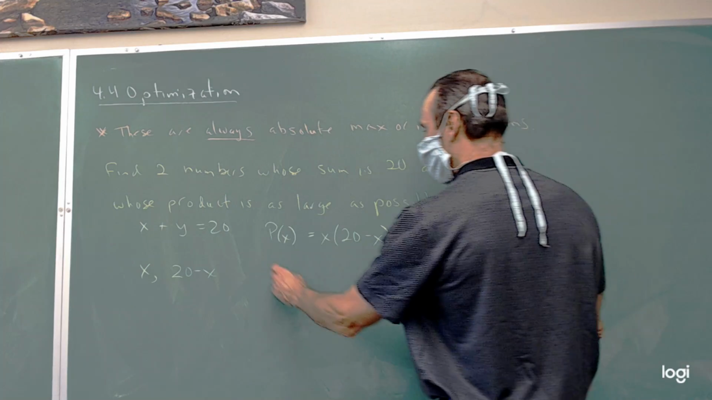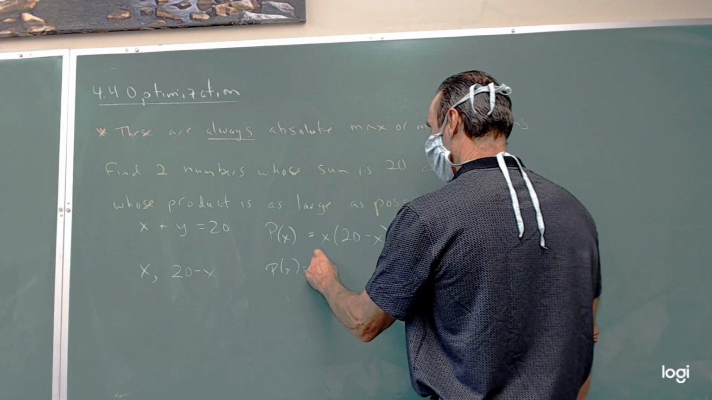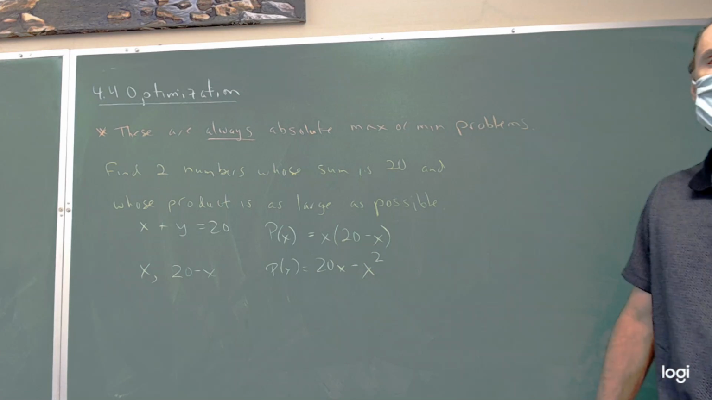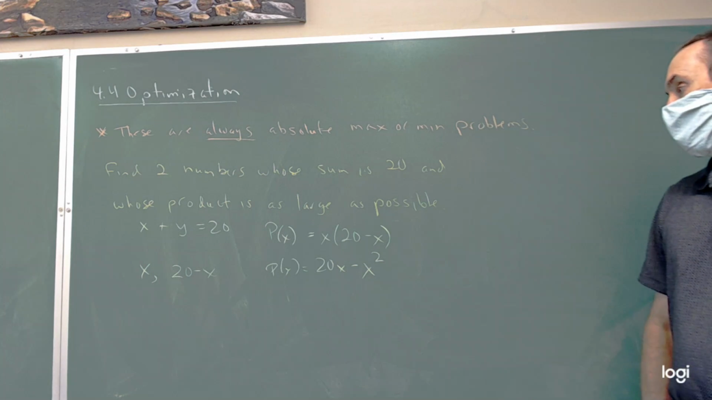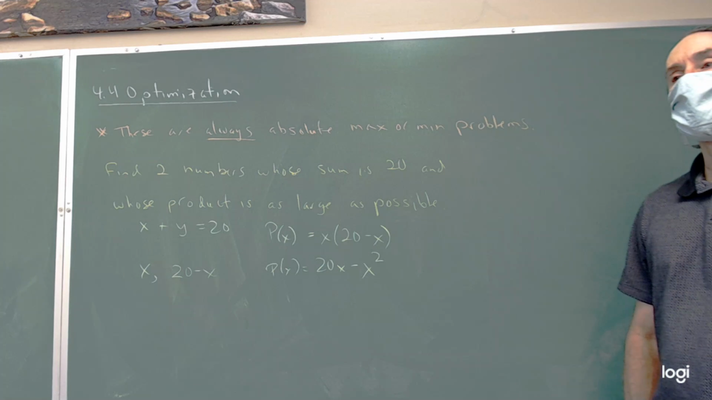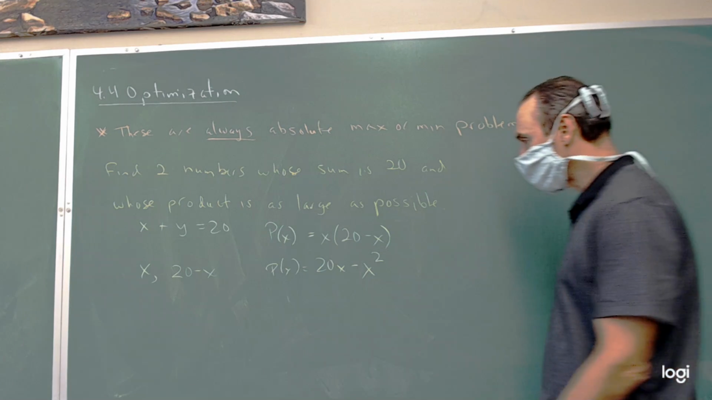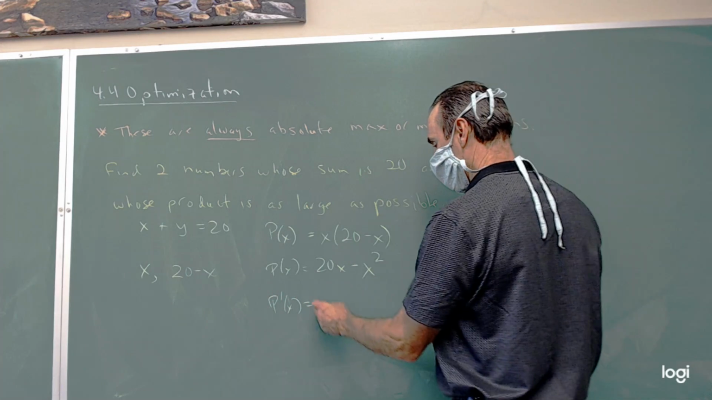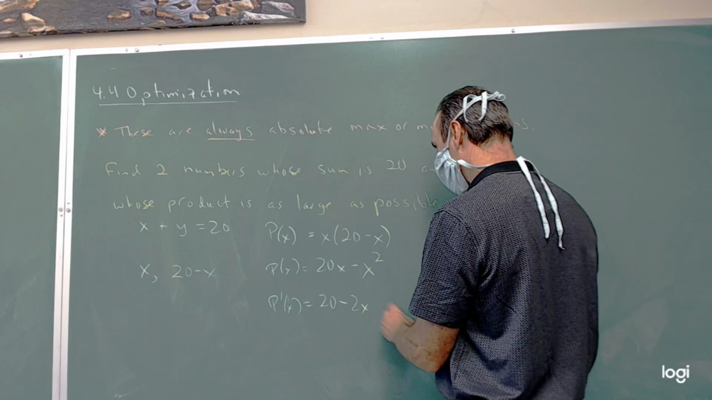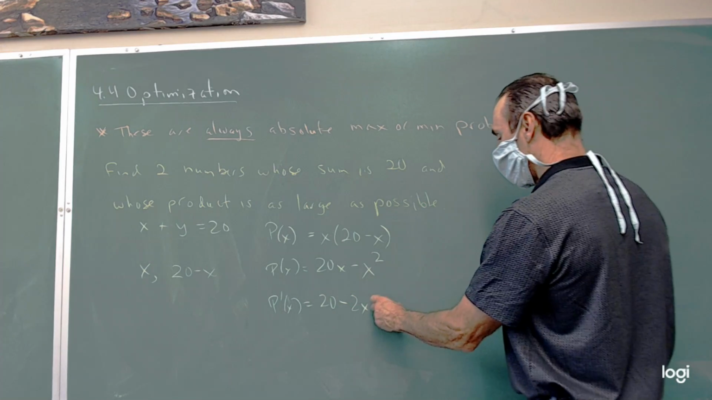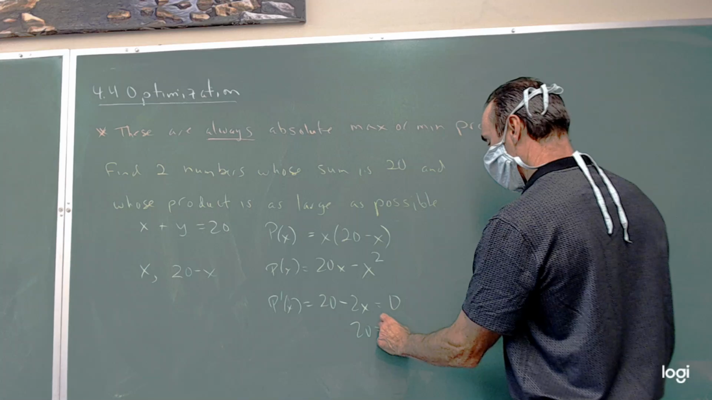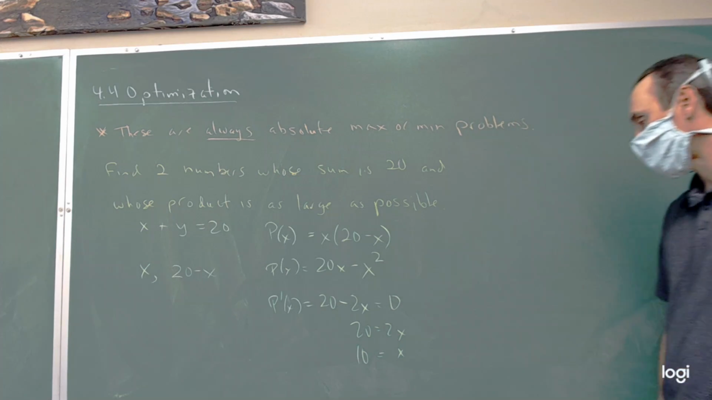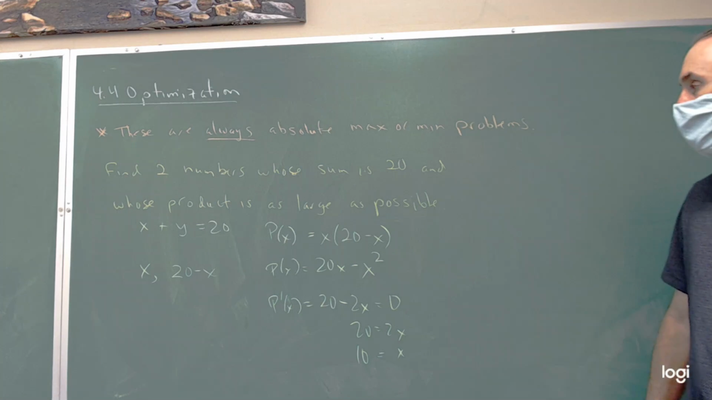Well, it's 20x minus x squared. And we're trying to maximize it. So now what do we do? Take the derivative. Let's calculate. So that's going to be, and what are we going to do with that derivative? That equals 0. And now, here's where it gets tricky. We got to think about our domain.